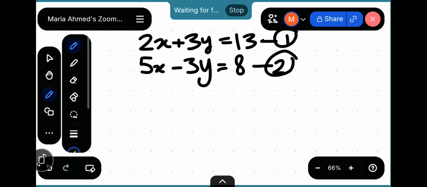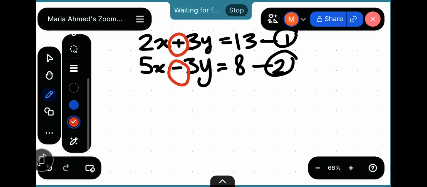Now, if you look at equation 1, you can very clearly see that the operation attached with 3y is a positive sign, and in the second equation the operation attached with 3y is a negative sign. So when the two operations are opposite, we add the two equations, and when they are same, we subtract the two equations. Now since they are opposite, we are going to add the two equations in order to eliminate the variable y. Let's do it.